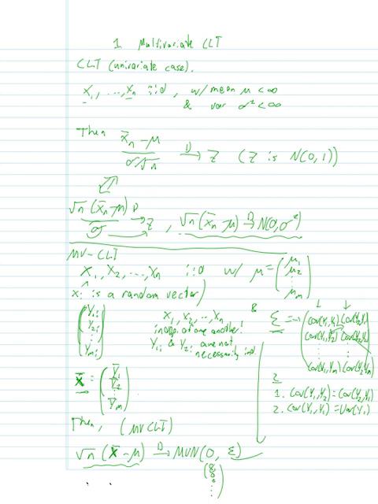Just like that, this left-hand side converges in distribution to a multivariate normal. It's multivariate because we're using vectors instead of single random variables, right? With mean vector 0, which is going to look like this, all zeros. And the covariance matrix is going to be sigma, the original covariance matrix.